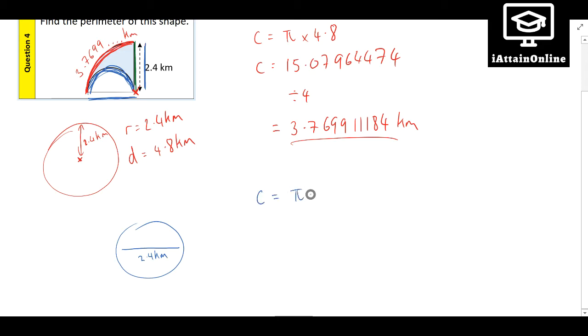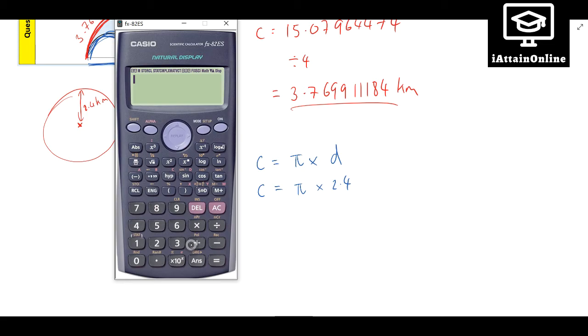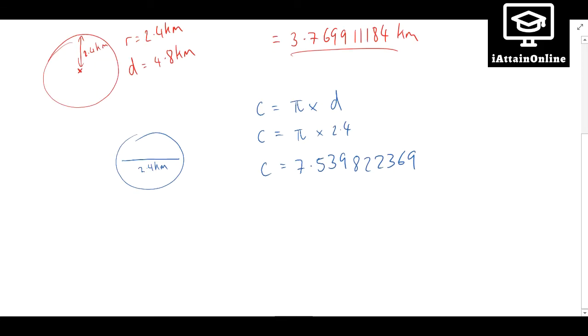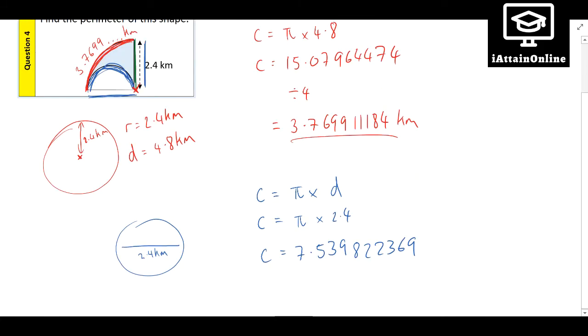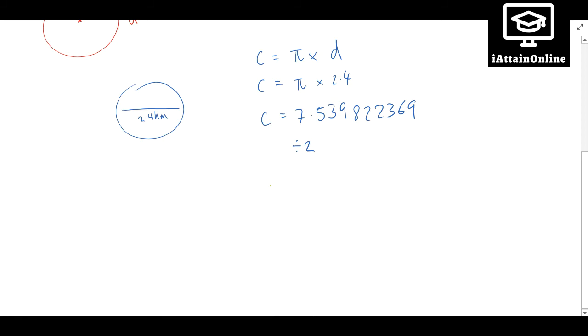So I'm going to use the formula again. Instead of D, I'm going to use 2.4. So in my calculator, I'm doing pi times 2.4. And that gives me 7.539822369. That's the distance around the whole circle. However, I've only been given a semicircle in my original question, so I need to divide this bit by 2. And that gives me 3.769911184.